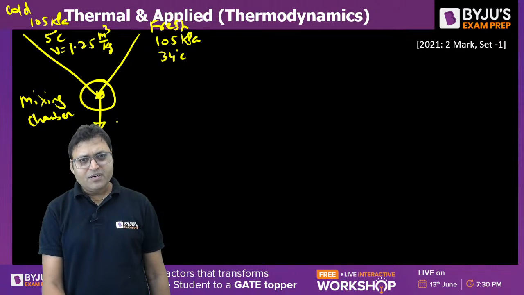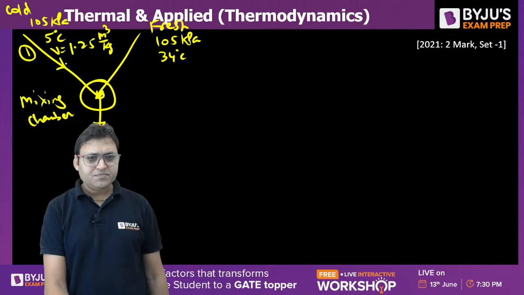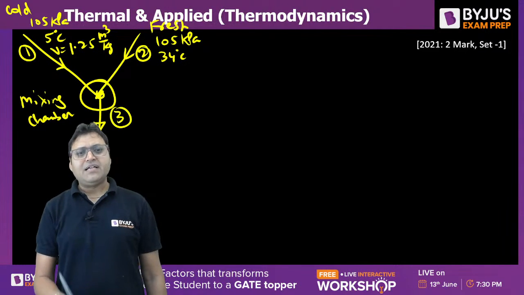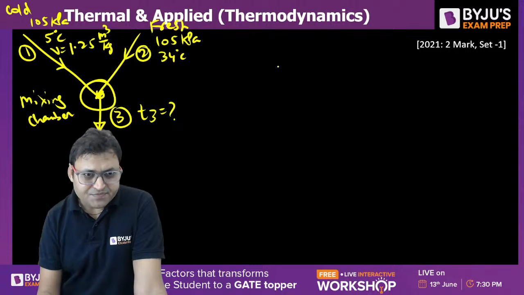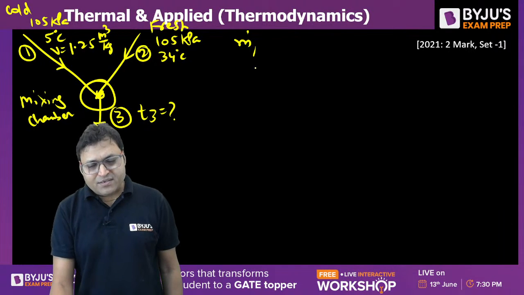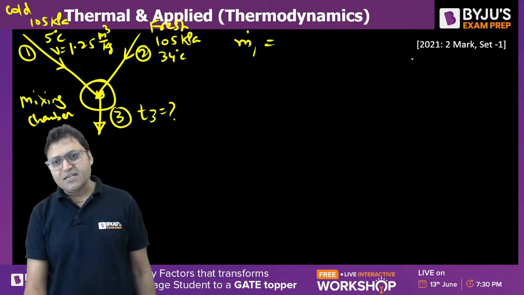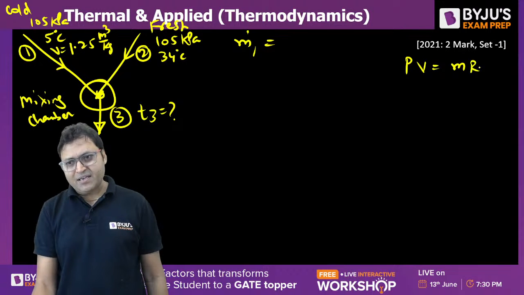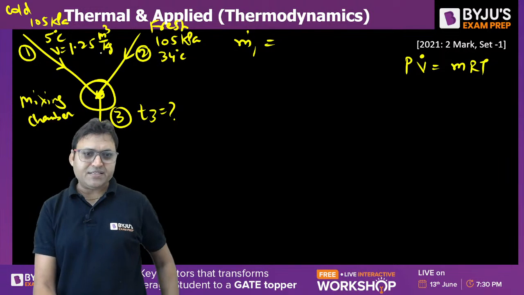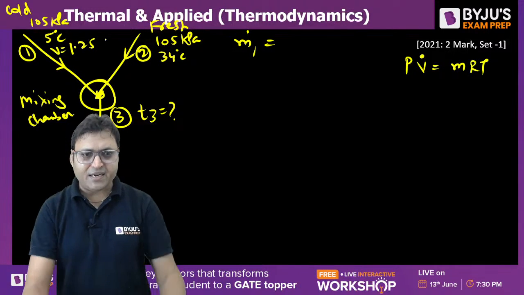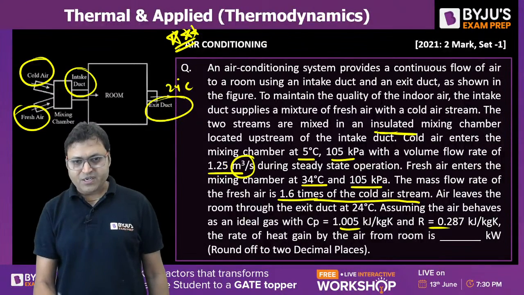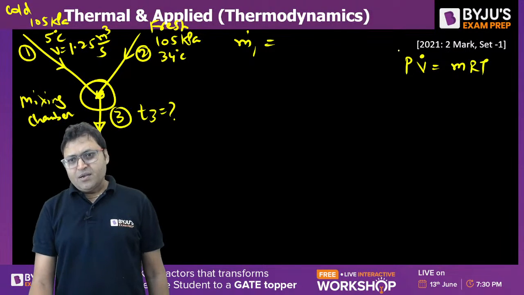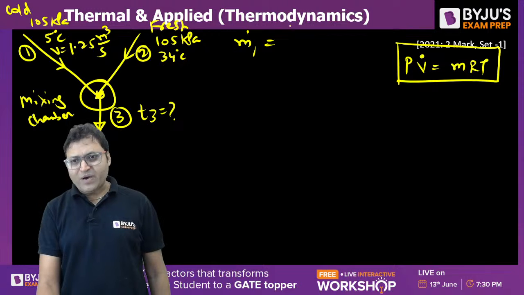This is, let us say, 1, and this is 2. We need to find out the temperature T3. First of all, apply the mass conservation. Can we find out m dot 1? Because it is an ideal gas, we can say PV is equal to mRT. It is V dot actually, meter cube per second, not the specific volume. It is the volume flow rate. So from the ideal gas equation, m dot 1 is equal to P1 into V1 dot upon R into T1.